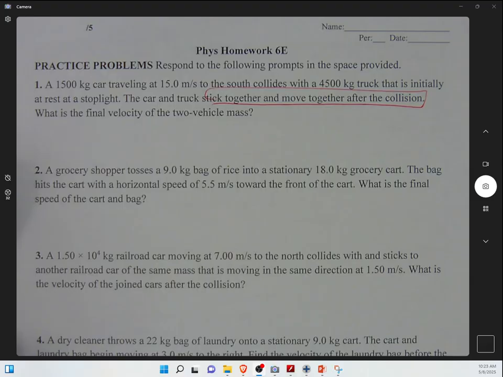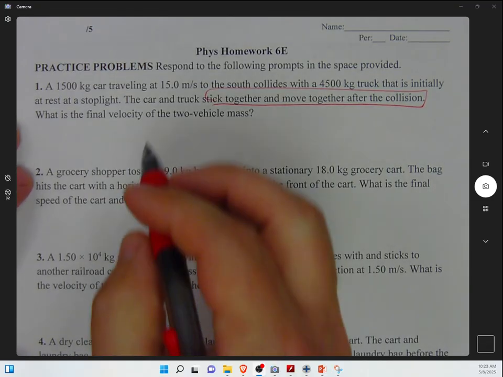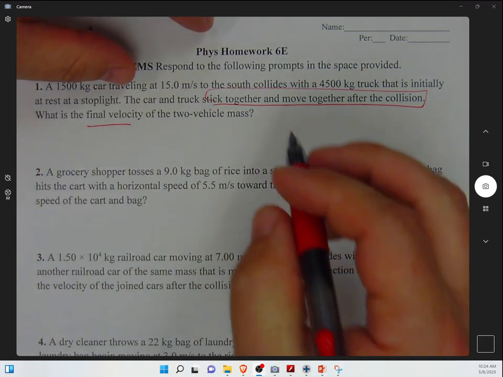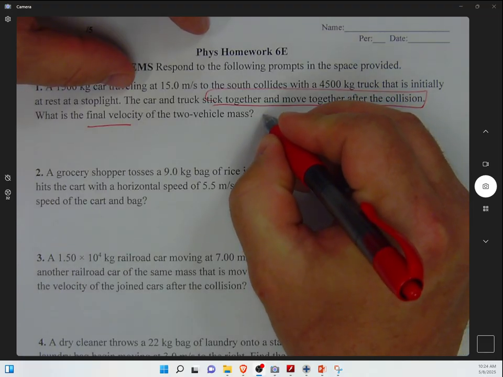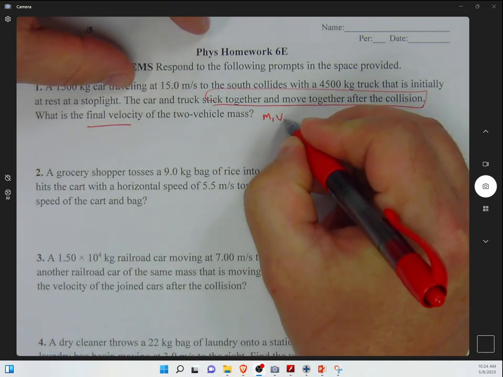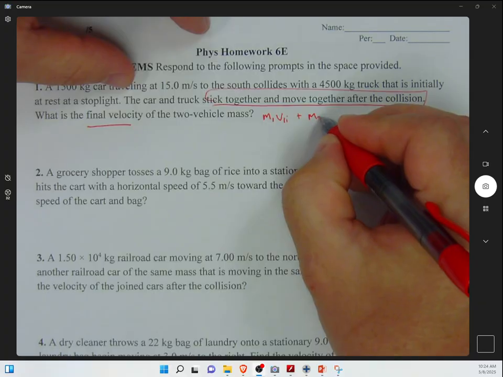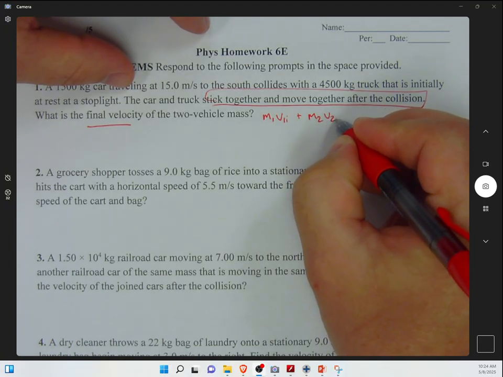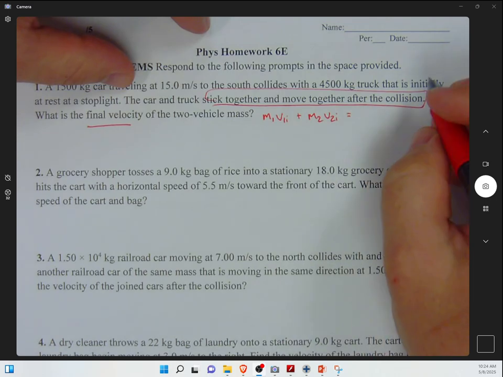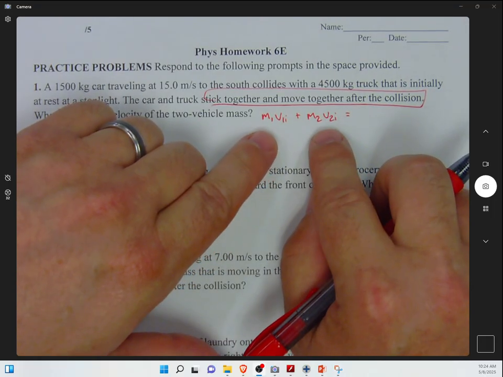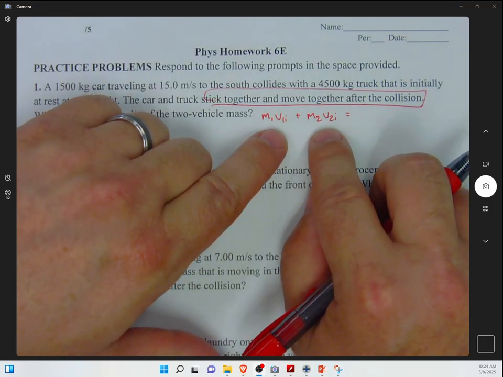Now, what is the final velocity? What is the final velocity of the two vehicle mass? So what we have going on here is a situation in which we have one object with a certain amount of momentum that is going to be the same after. Okay?